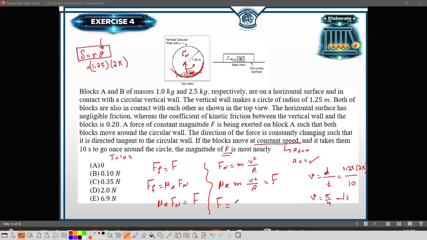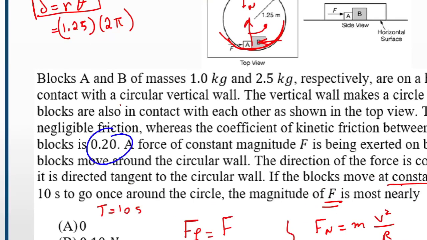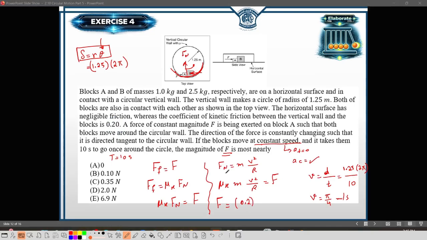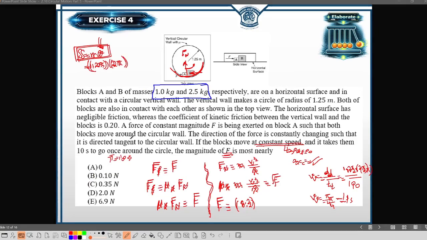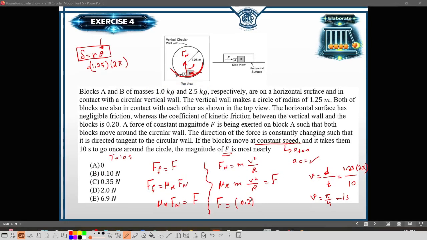So F is equal to mu k, which is given by 0.2. The mass is given by the two masses that are forming the body or the system, the two masses 1 and 2.5, which means 3.5. The speed is pi over 4, but remember that the speed should be squared over the radius, and the radius here is given by 1.25. Plug this in the calculator, and the final answer would be 0.35 Newton. So this is the correct answer.